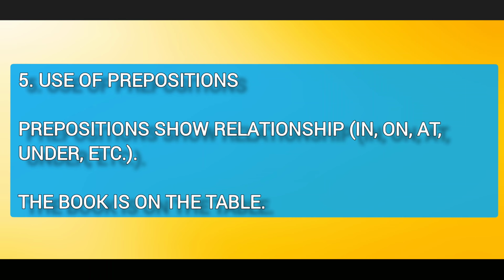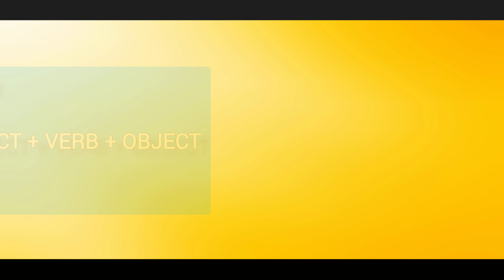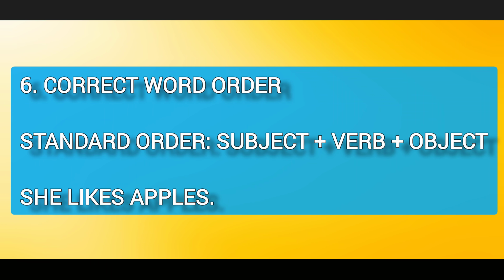And here we go, we have the next one here. The next one is correct word order. Standard order is subject, then verb, then object. For example, in the sentence, she likes apples. So the subject is she, the verb is likes, and apples is the object.